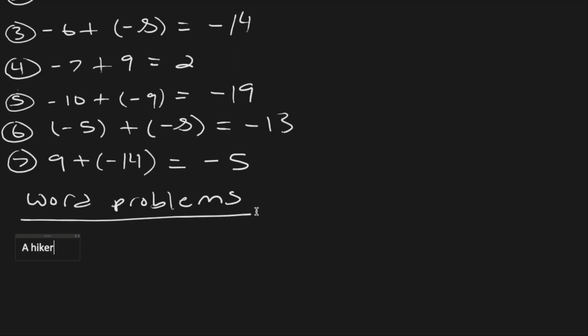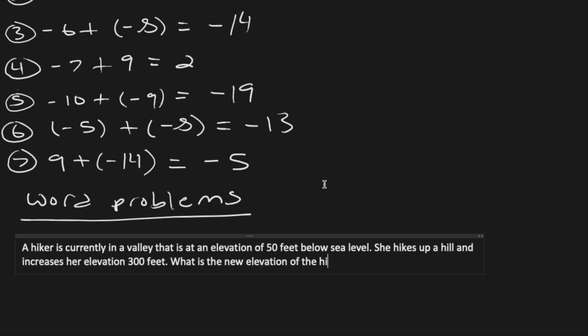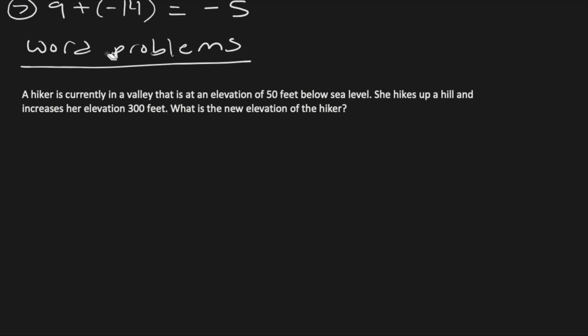A hiker is currently in a valley that is at an elevation of 50 feet below sea level. She hikes up a hill and increases her elevation 300 feet. What is the new elevation of the hiker?